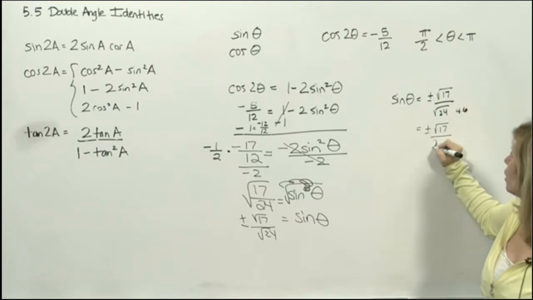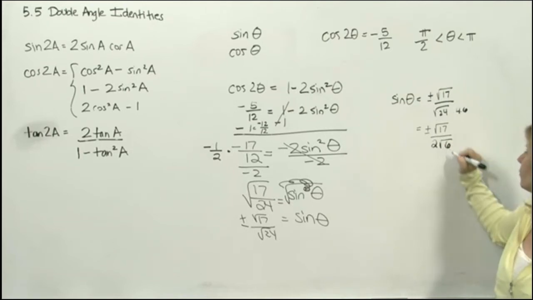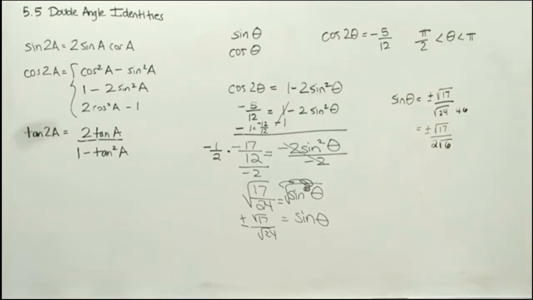What's the square root of 4? 2. Okay, so the 2 comes out because we did the square root of 4. The 6 stays inside. Can't leave that. Can't leave a radical in the denominator. So we rationalize. We multiply by square root of 6.